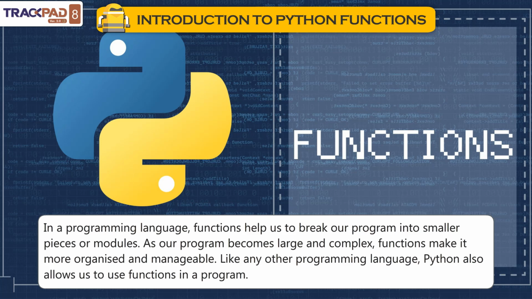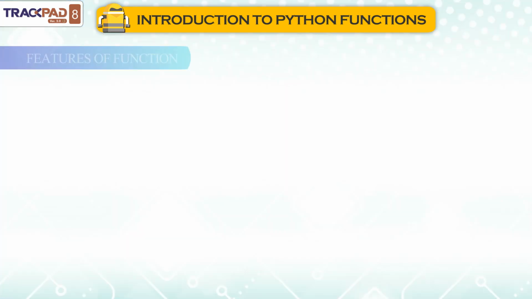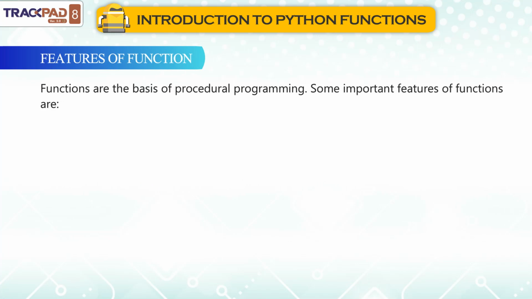Like any other programming language, Python also allows us to use functions in a program. A function can be defined as a block of reusable code that performs a specific task. This concept is the central aspect on which the concept of procedural programming works. Features of function. Functions are the basics of procedural programming.